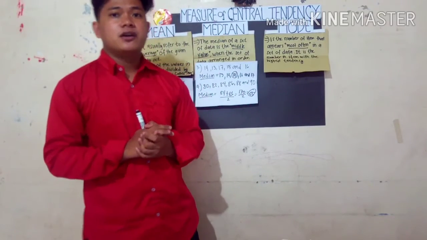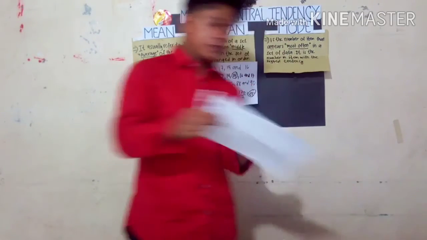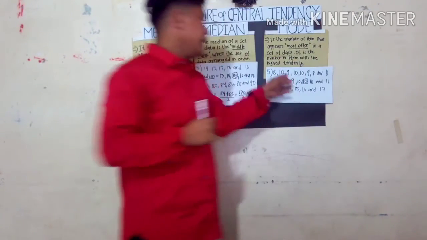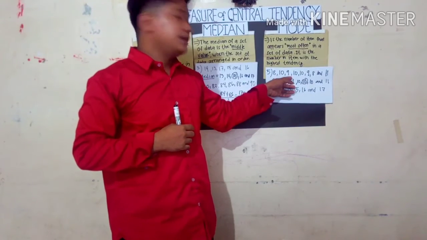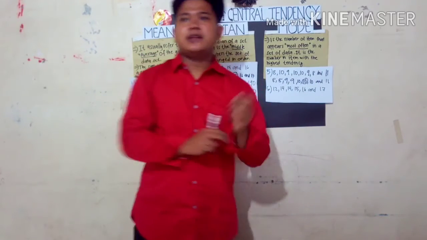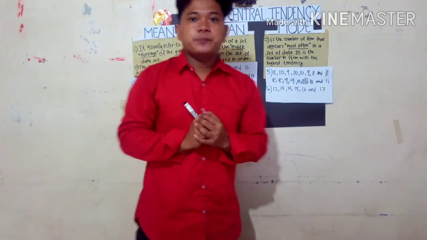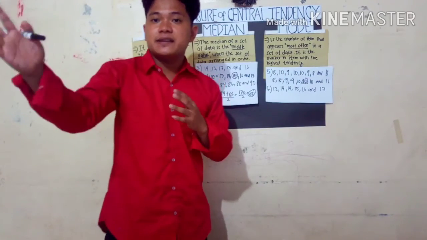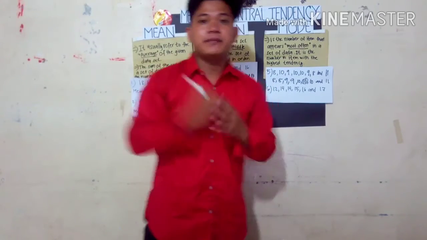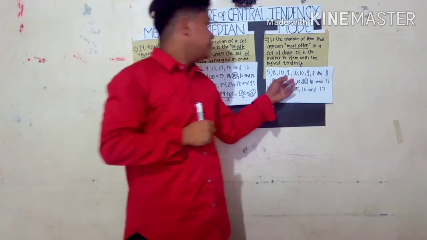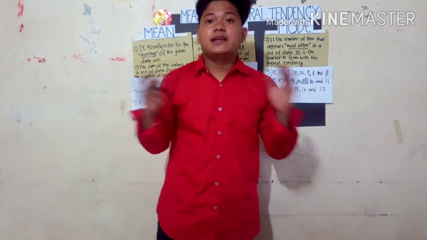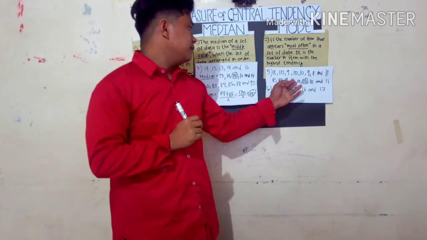Let's have an example for our mode. Let's say we have 8, 10, 9, 10, 10, 9, 8, and 11. And please, Romel, kindly recite the proper arrangement for the set of data. Then we have 8, 8, 9, 9, 10, 10, 10, and 11. As you can see, we have 10.